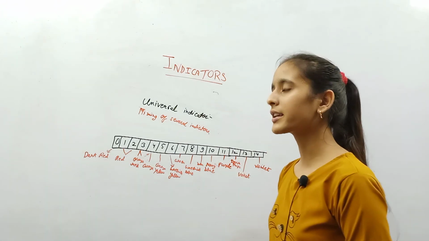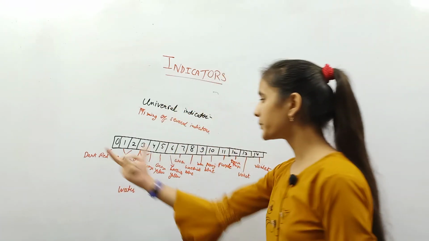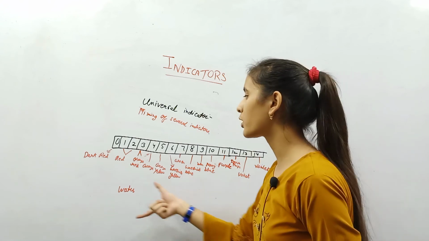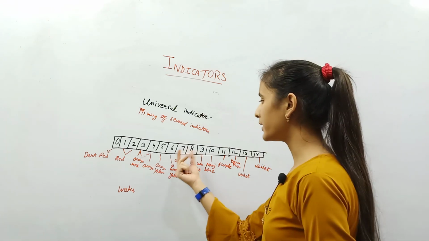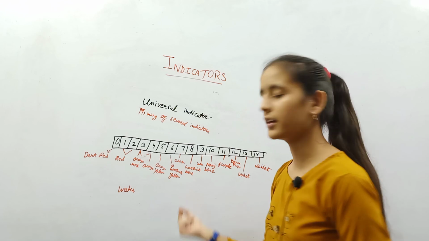We can take the example of water. When the pH scale is put into water, it changes to green color, because water is pure and neutral. And when it is put into universal indicator, it changes to green color.